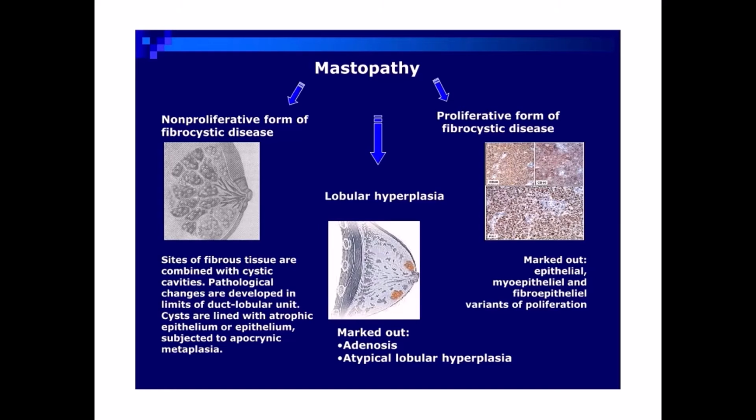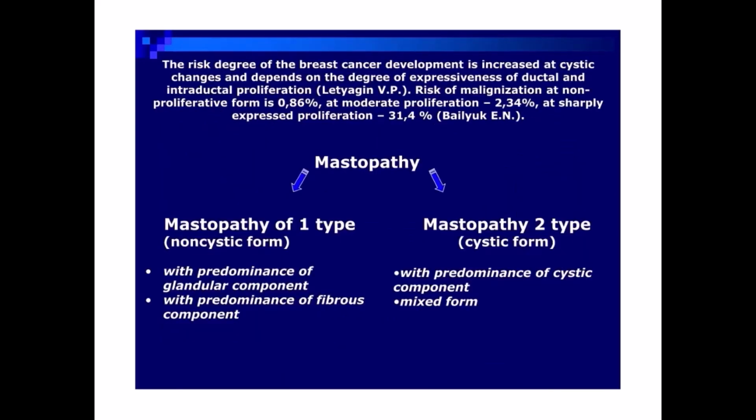Marked out epithelial, myoepithelial and fibroepithelial variants of proliferation. Middle bottom figure showing lobular hyperplasia. Marked out. Adenosis. Atypical lobular hyperplasia. The risk degree of the breast cancer development is increased at cystic changes, and depends on the degree of expressiveness of ductal and intraductal proliferation, Letugin VP.